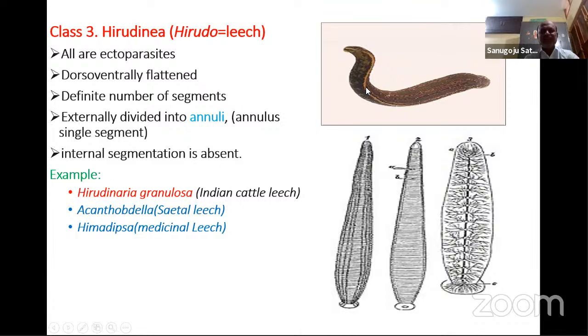Internal segmentation is absent, external segmentation is present. The examples are Hirudinaria granulosa, the Indian cattle leech, Acanthobdella, Haemadipsa, and the medicinal leech. Hirudinaria granulosa is the Indian cattle leech, which can suck blood. Haemadipsa is the land leech. Hirudo medicinalis, the medicinal leech, is very important, as it is used in medicine.